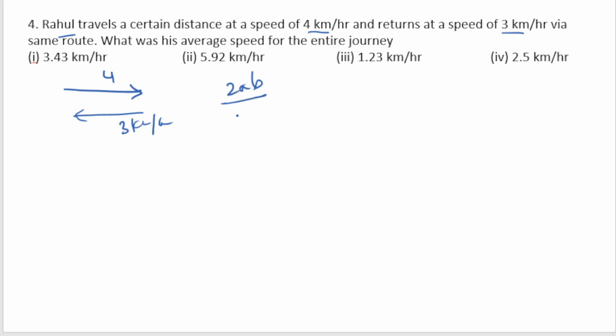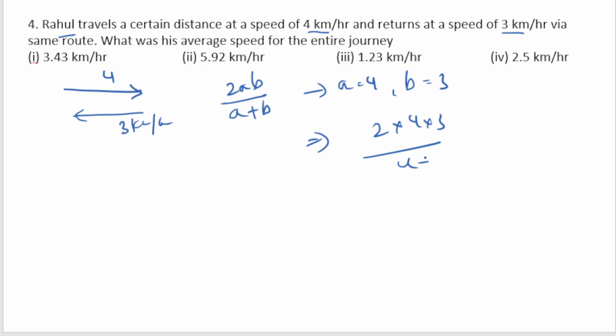It is 2AB divided by A plus B. See here, A is equal to 4 km per hour and B is equal to 3 km per hour. If we apply the formula, we'll get 2 into 4 into 3 divided by 4 plus 3. It is 24 divided by 7. It is 3.43 km per hour, first option.